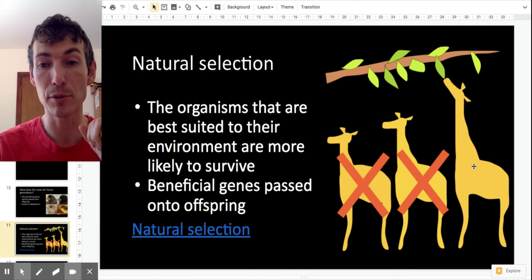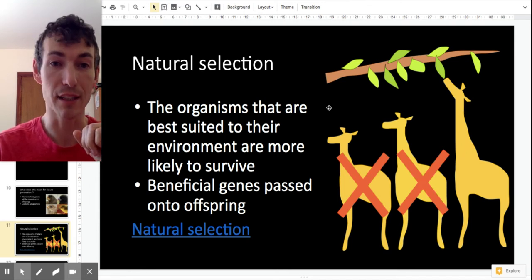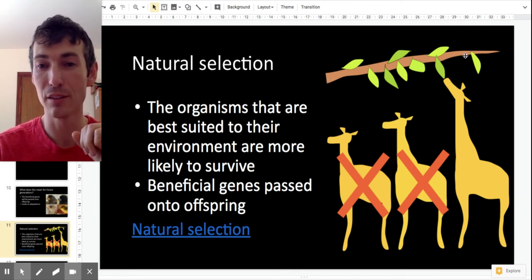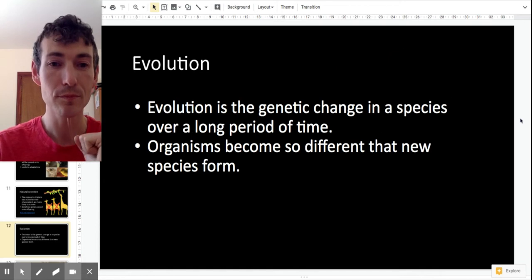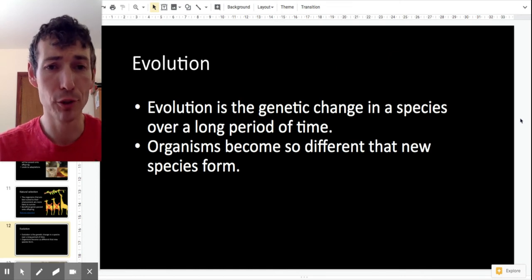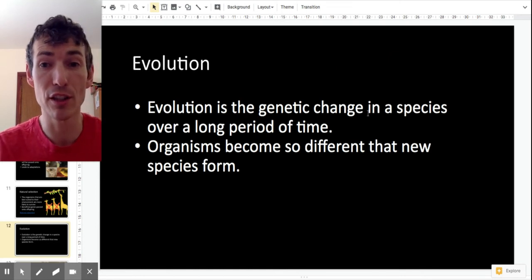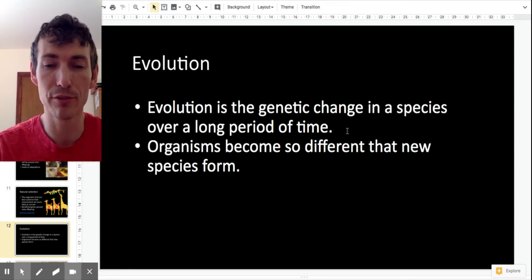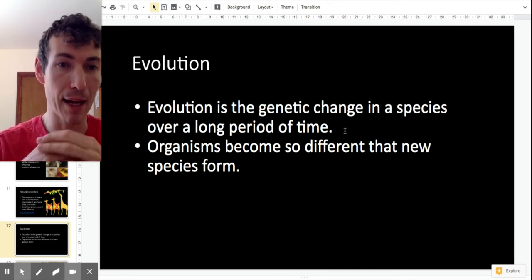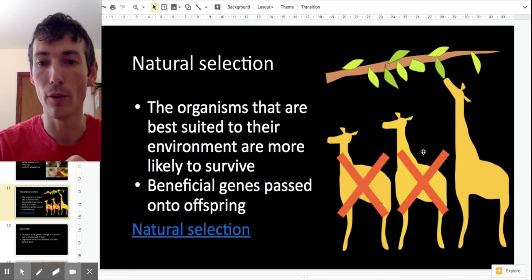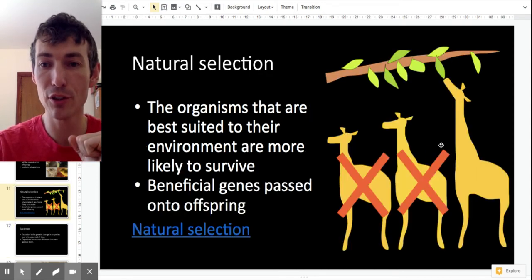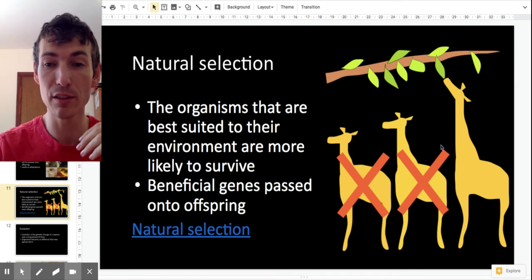So again, the adaptation is the long neck. Natural selection is how the environment dictates that the giraffe needs a long neck. Okay, evolution then is the genetic change in a species over a very long period of time. Now, in terms of how long, it can be millions of years that we're talking about. So over many millions of years, we eventually have a new species, okay, and that's how giraffes came about with their very long necks.